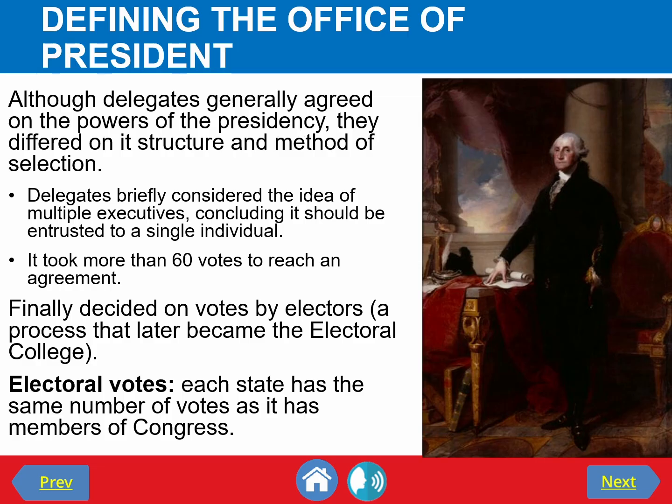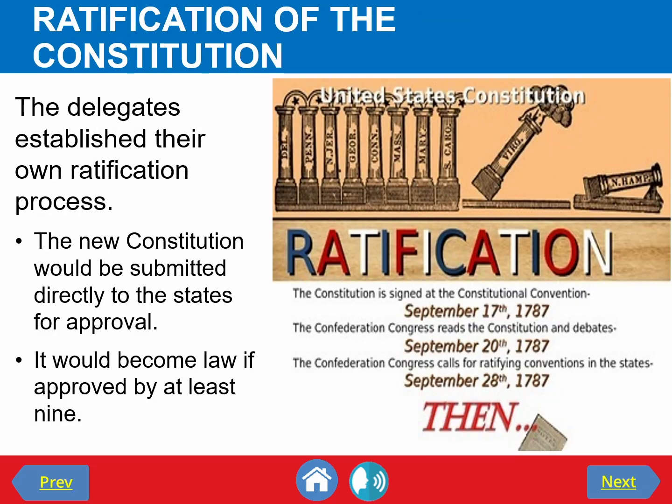The delegates established their own ratification process. The new Constitution would be submitted directly to the states for approval and would become law if approved by at least 9 of the 13 new states, formerly colonies. On September 17, 1787, delegates to the Constitutional Convention signed the document and began publishing its contents through newspapers, public readings, and face-to-face debates. On September 20, public debates and readings officially began.